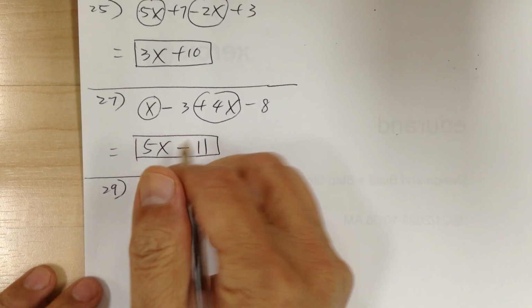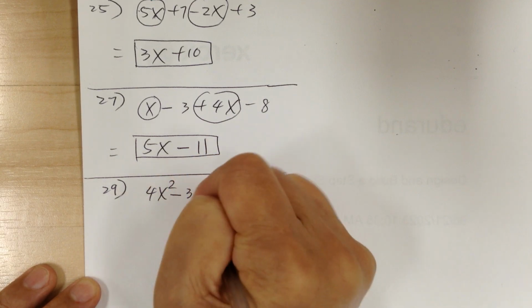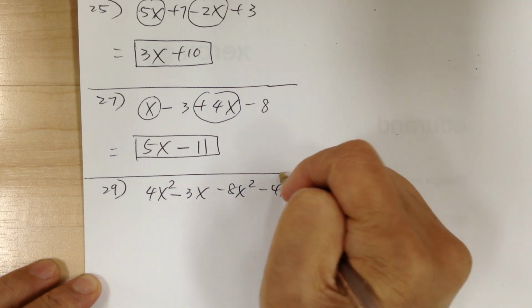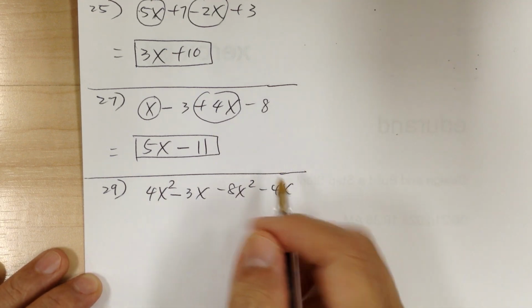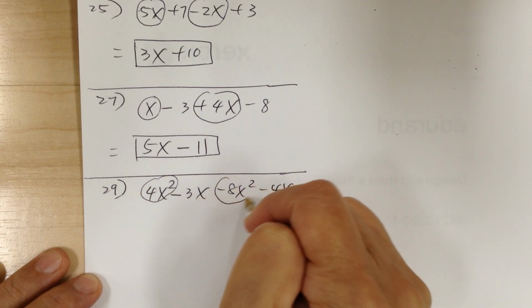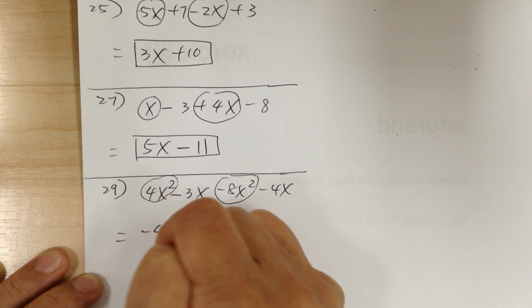Okay, 29. You have 4x squared minus 3x minus 8x squared minus 4x. Okay, so let's start with the highest degree term. So let's do the x squared. So you have this one and this one. So 4 minus 8 will give you negative 4.